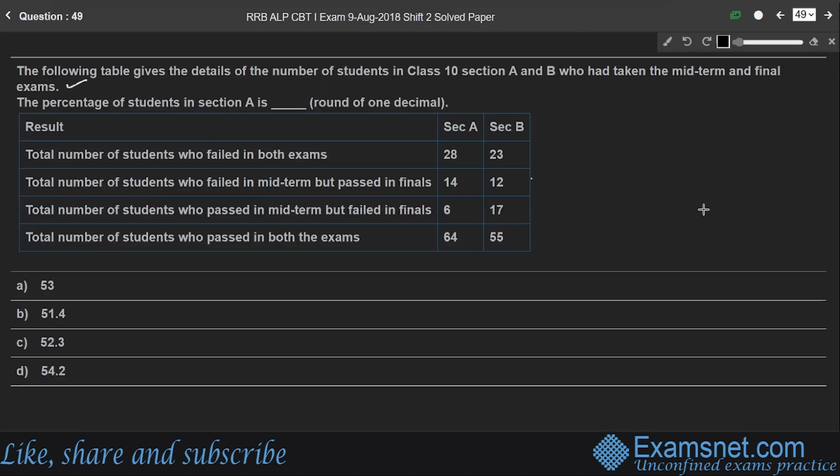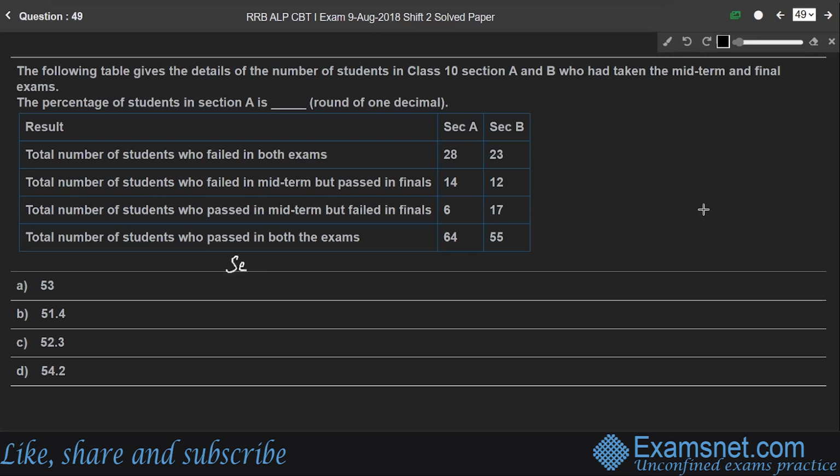Question 49. The following table gives the details of the number of students in class 10, section A and B, who had taken the midterm and final examination. The percentage of students in section A is, round off to 1 decimal. So out of total students, the percentage of students in section A is, right? For that, we have to find the number of students in section A and B separately based on the given information. It is given the total number of students who failed in both exams, and who failed in midterm but passed in finals. Based on this, let us find the number of students in section A and B separately.